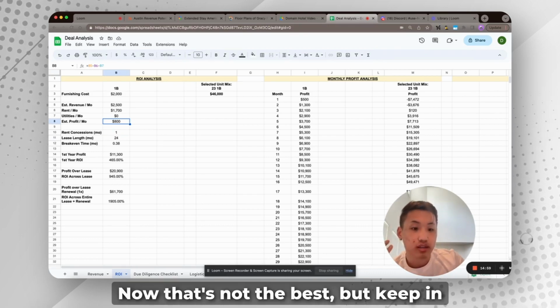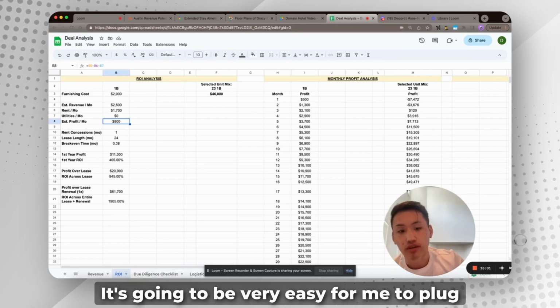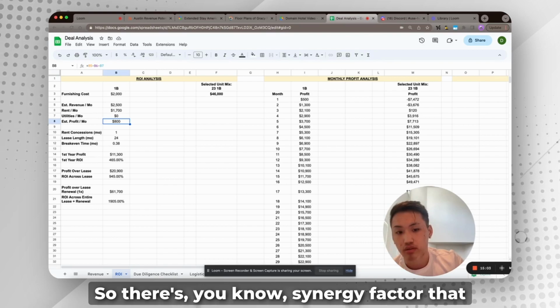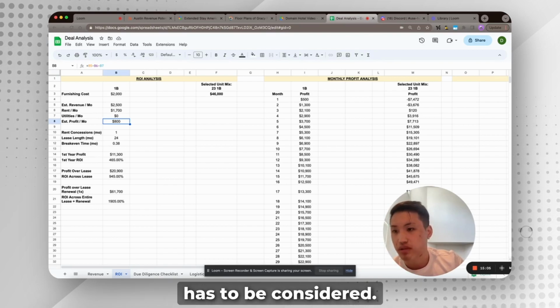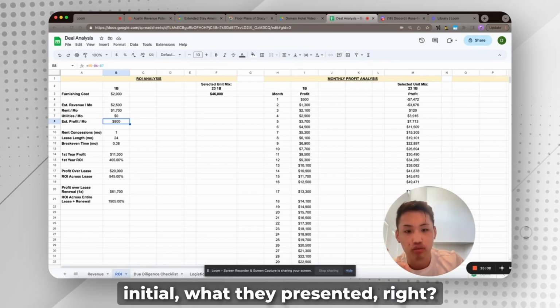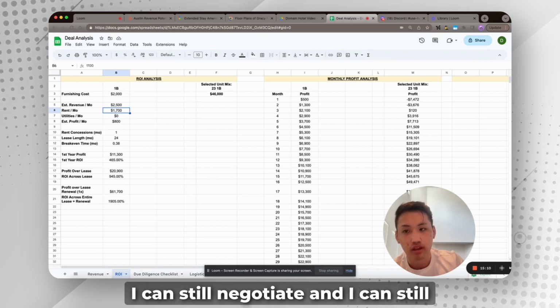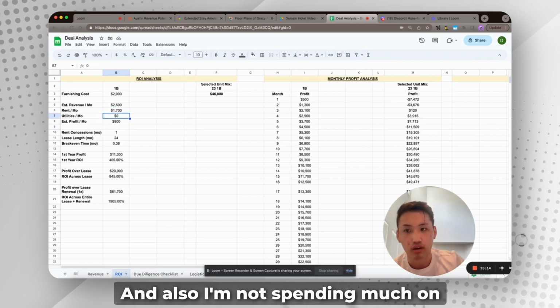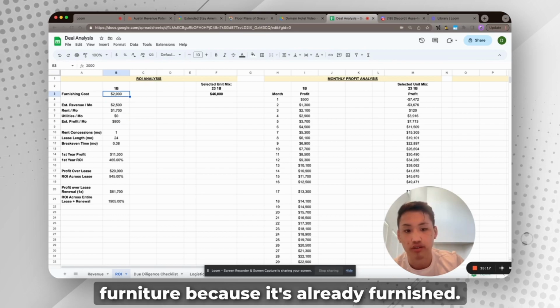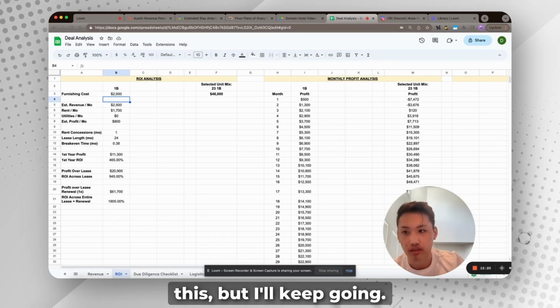Now that's not the best, but keep in mind, I already have units in the city. It's going to be very easy for me to plug and play this, right? So there's a synergy factor that has to be considered. And this is just the initial, what they presented, right? I can still negotiate and I can still push to make this number better. And also I'm not spending much on furniture because it's already furnished. There's multiple things that play into this, but I'll keep going.